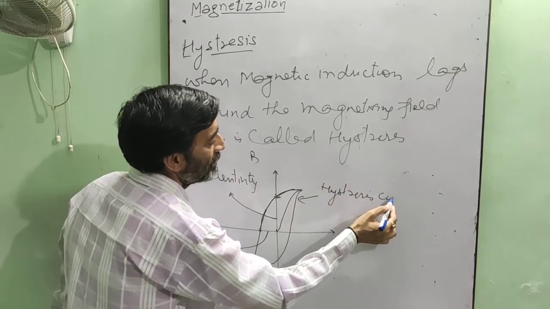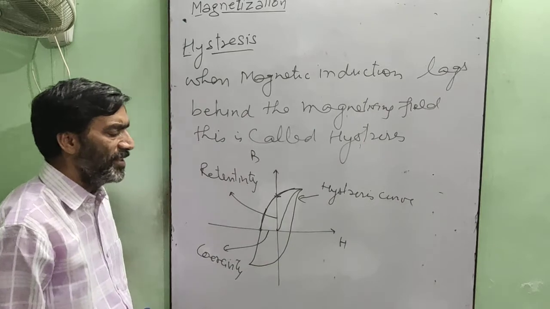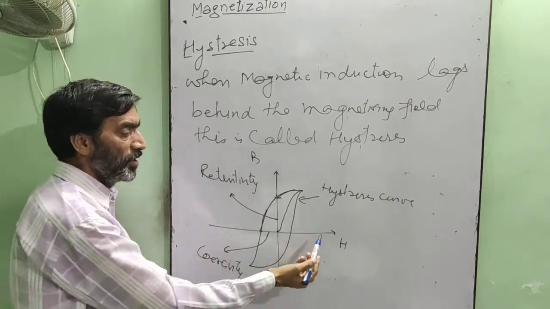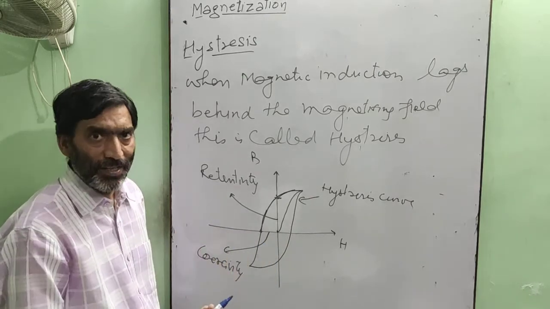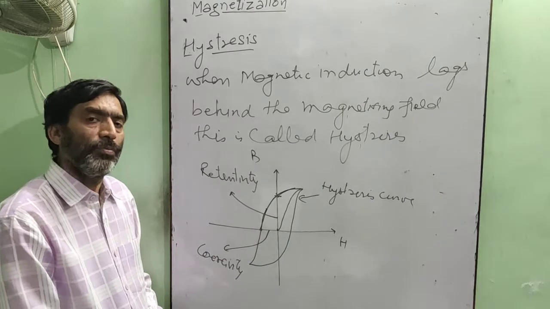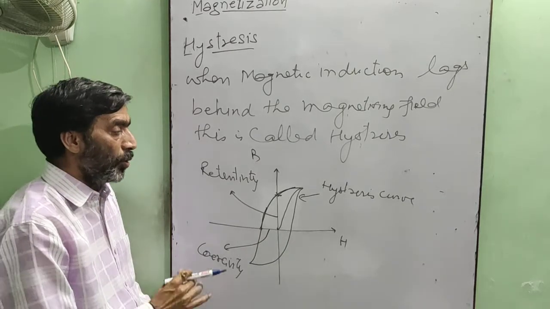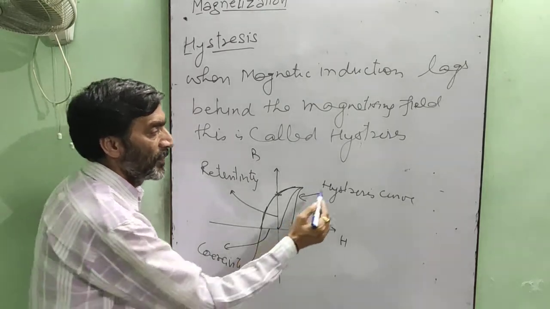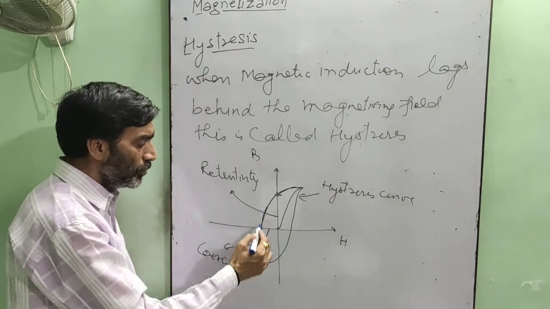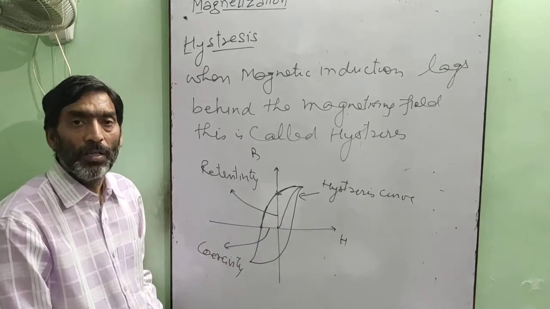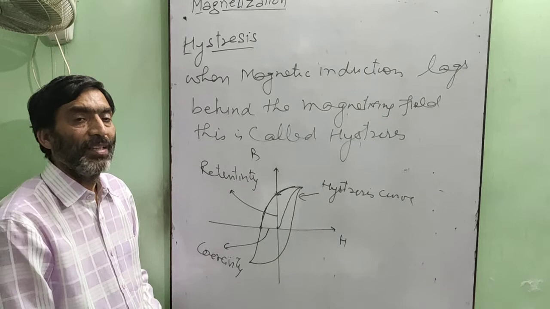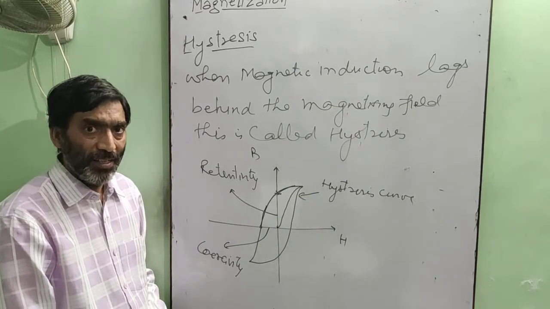When we increase H, it means we are magnetizing the substance. When we decrease H, it is demagnetization. So in magnetization and demagnetization, loss of energy takes place. The loss of energy in this process is called hysteresis loss. The area of this loop, the hysteresis curve, represents the hysteresis loss. As the area increases, the hysteresis loss also increases.